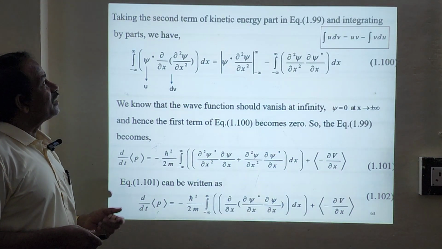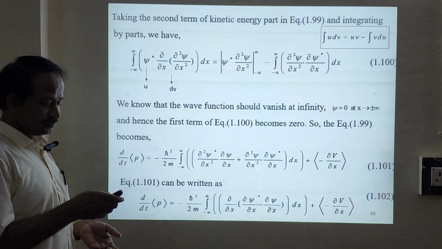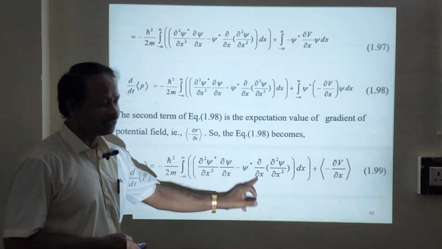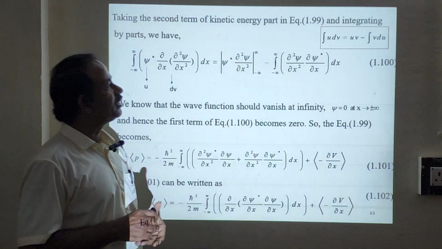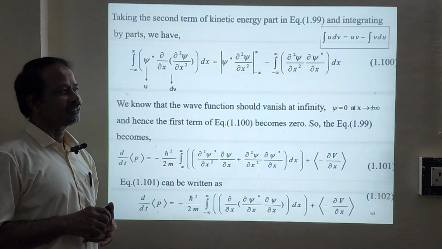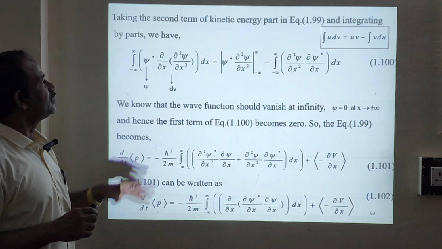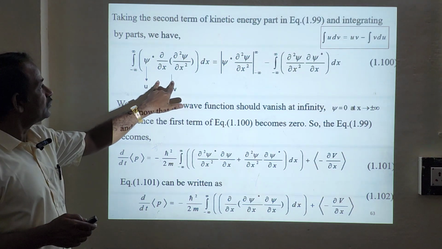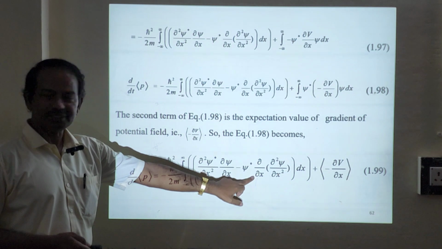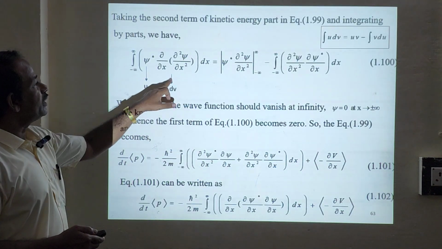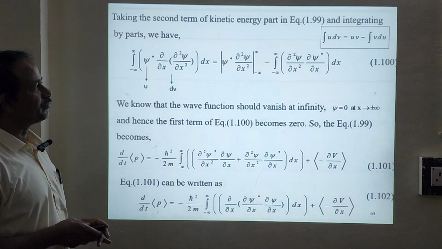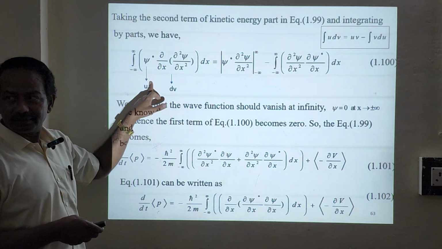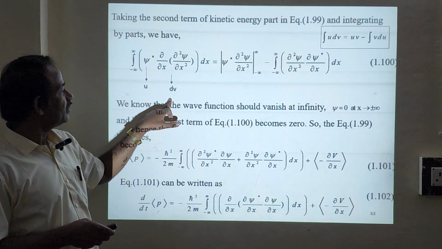So now we are going to take the second term of the kinetic energy part. We are going to solve as usual using the u dv method. u dv equals uv minus v du. Just take the second term. The second term is this one, so just keep this as u and this as dv.